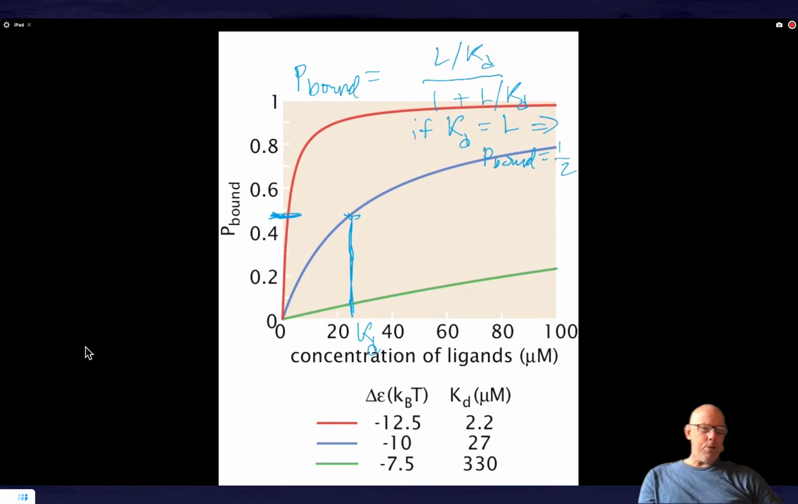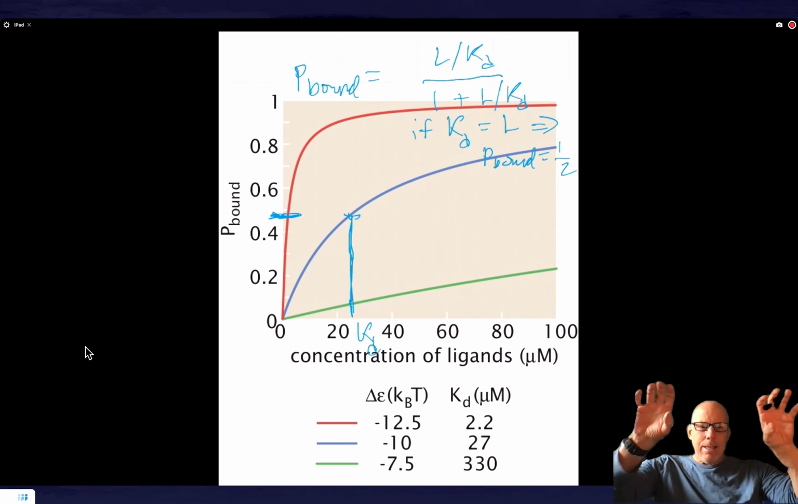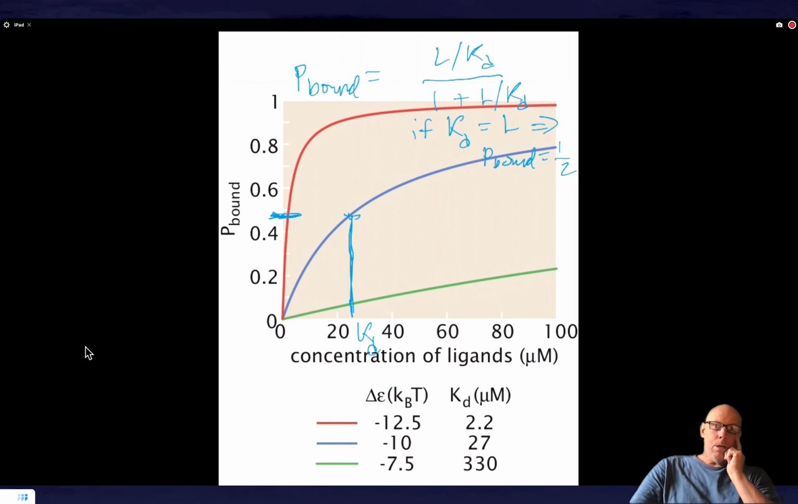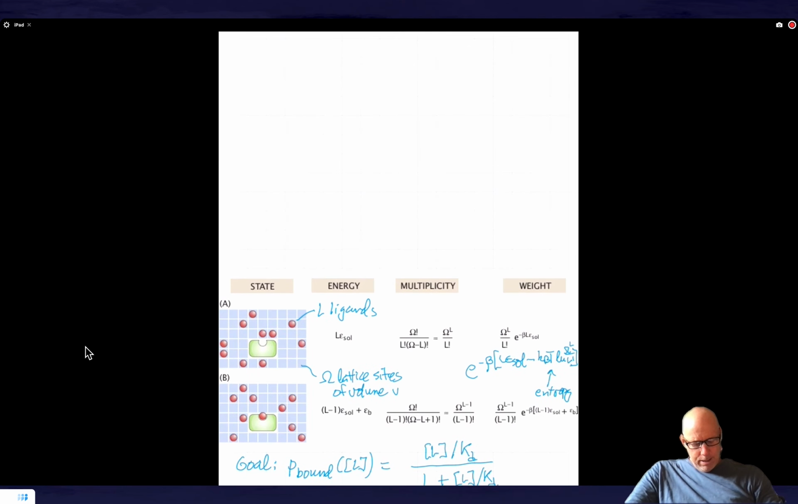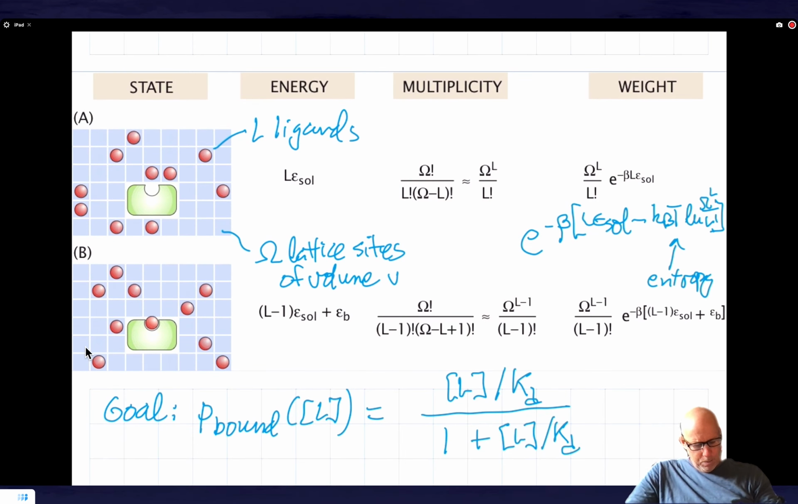So there's a really great interpretation of KD. KD is the concentration at which the probability of being bound is a half. Another way to say it is KD is the concentration at which the entropy term is exactly equal to the binding energy term. And the way you can see that is by looking here.